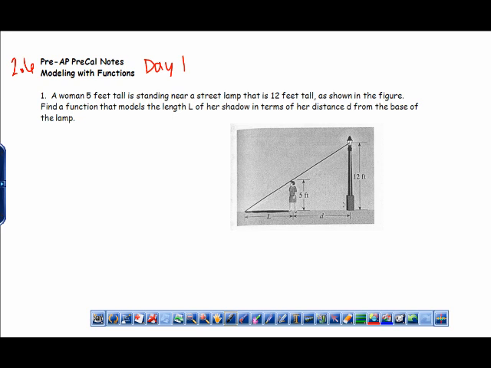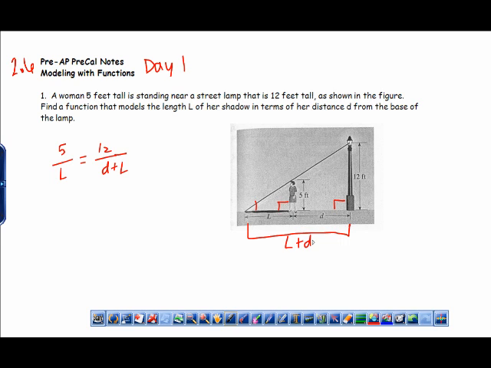These should be right triangles because we should have some perpendicularity going on between the woman and the lamppost and the ground. Okay, so if we think about it, we've got similar triangles because this angle is the same. So we could set up a proportion. So let's set it up as 5 over L, and that should be equivalent to 12 over D plus L. All right, and it has to be D plus L because for this larger triangle, you have to consider the whole base of that triangle. Now we're trying to solve for L.